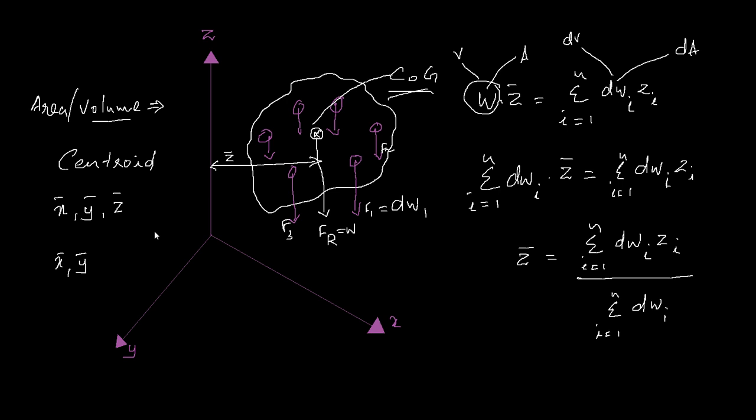So center of gravity is the point through which the resultant force, or the resultant weight, or the total weight of the body is acting, and centroid is the point through which the area of a body is concentrated, or the volume of a body is concentrated. So that's the center of area and center of volume.